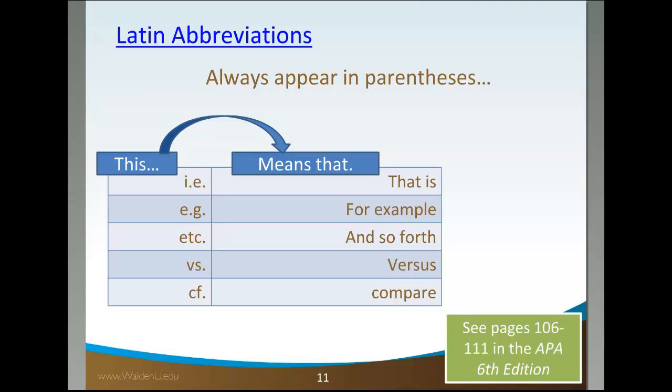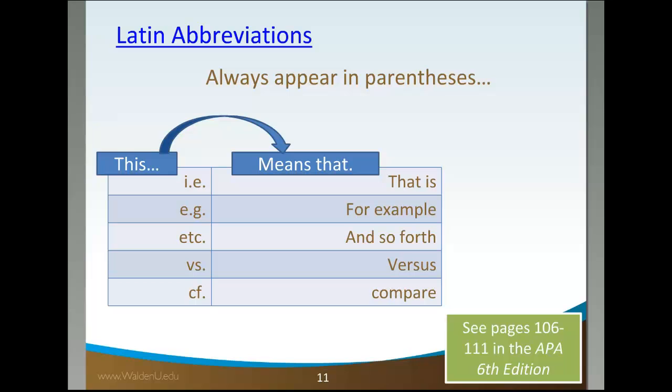So you wouldn't want to put in the main text of your article, i.e., comma, and give an example. If it's in the main text, the running text, something that's not in parentheses, you would want to spell everything out. And because we don't speak Latin, we would want to spell out the English equivalent. So instead of i.e., if I'm writing in the main narrative text of my sentence, I would say that is. Or instead of e.g., I would say for example, and so on and so forth.